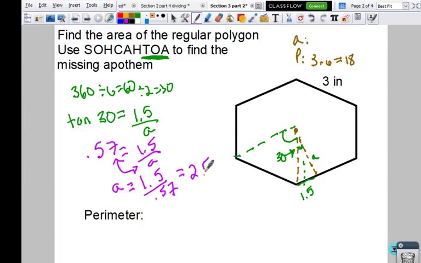2.58. Our apothem is 2.58. Have I answered the question though? No. No, I have to actually find the area.